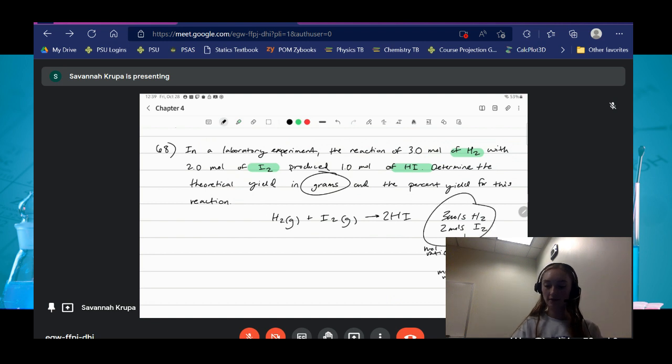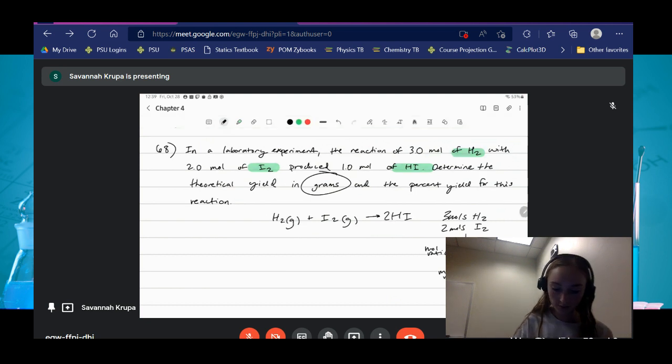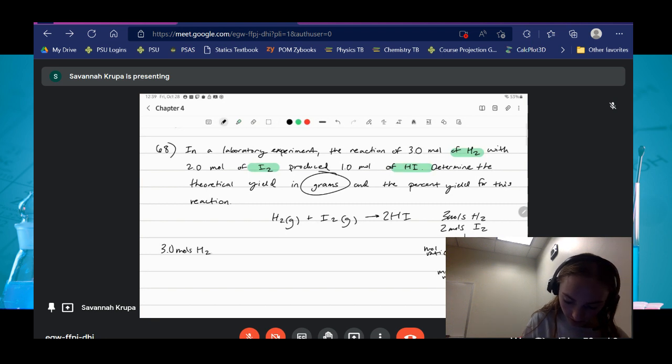So that is our process. We're going to start with what we have, and it's asking what is produced in HI in terms of grams, and so we use a molar mass to get there. So let's get started. We have 3 moles of H2, and we're going to use a mole ratio. So in our reaction here, we have 1 mole of H2 to 2 moles of HI. So we're going to put that on the bottom here to get rid of those units. So we have 1 mole of H2 for every 2 moles of HI.